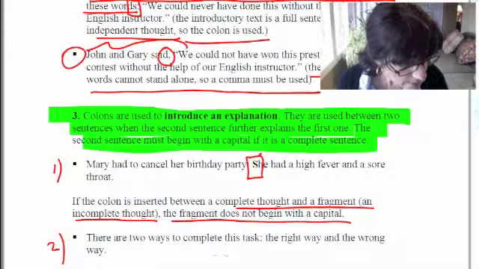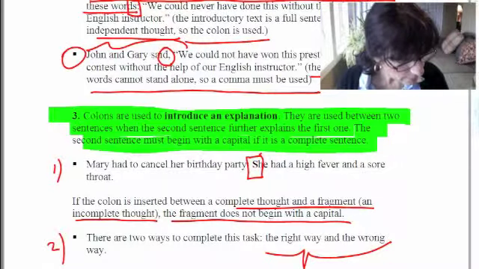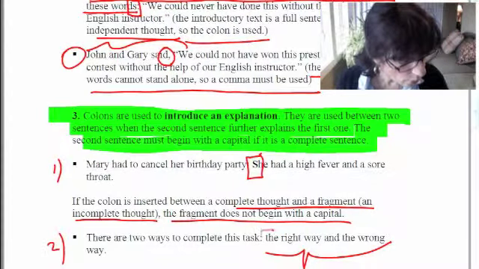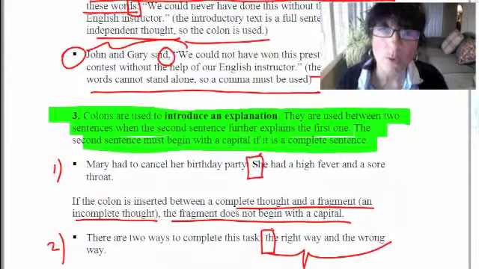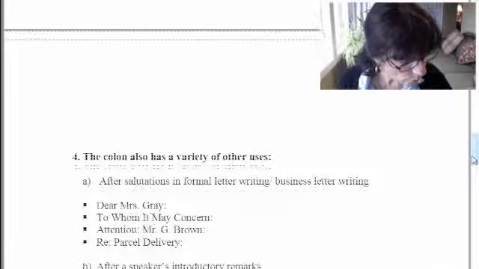There are two ways to complete this task: the right way and the wrong way. This is not a sentence. This part is, so you put the colon, and now because the second half is not a complete thought, you do not start with a capital. You would only start with a capital if it was a complete thought. So hopefully you understand those rules.